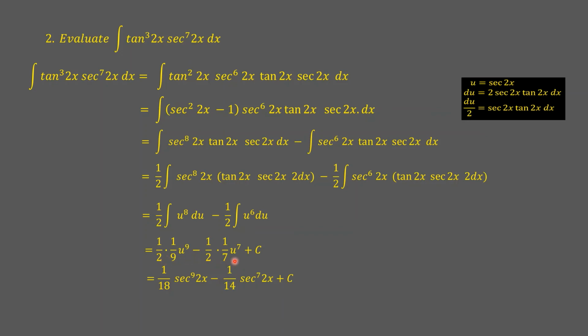1 over 7 times u to the 7th plus c. If we substitute back secant of 2x in place of u, then this integral is given by 1 over 18 times secant to the 9th of 2x minus 1 over 14 times secant to the 7th of 2x plus c.